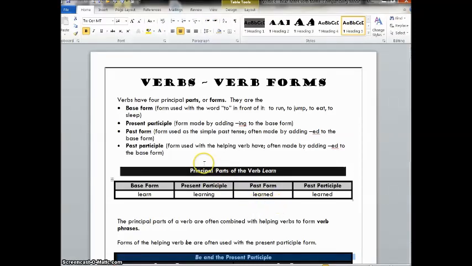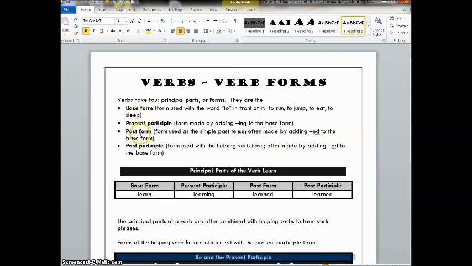Everyone, this is our third verb topic lecture, and this one is on verb forms. So what is a verb form? Well, verbs have four principal parts or forms, and they are called the base form, the present participle form, the past form, and the past participle form.